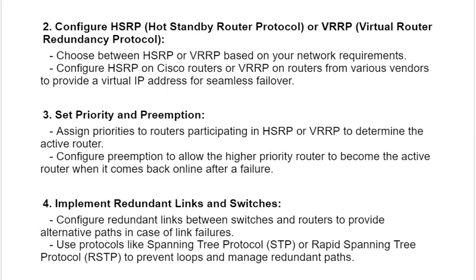Our fourth solution is implement redundant links and switches. Configure redundant links between switches and routers to provide alternative paths in case of link failure. Use protocols like Spanning Tree Protocol (STP) or Rapid Spanning Tree Protocol (RSTP) to prevent loops and manage redundant paths.